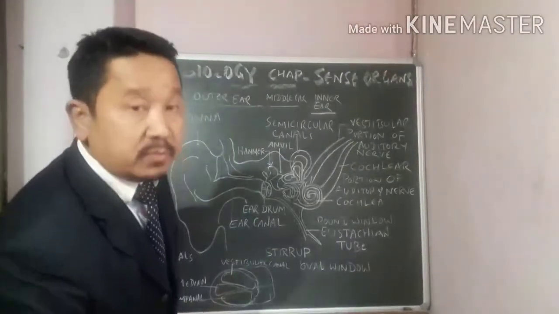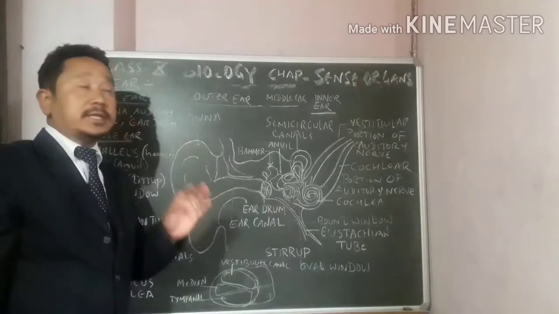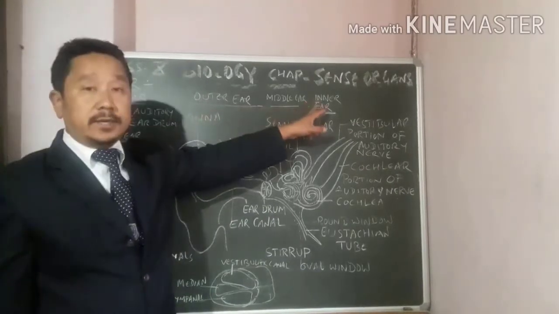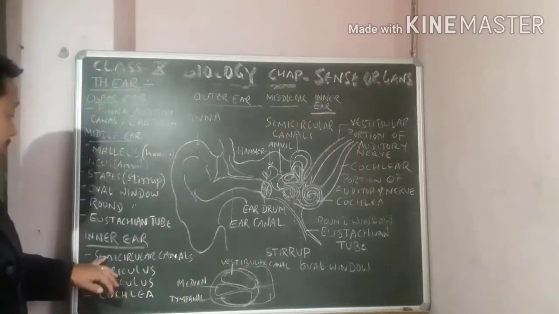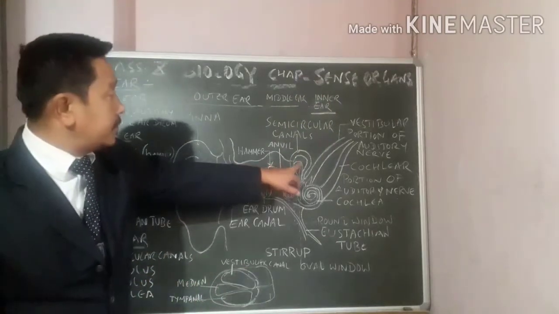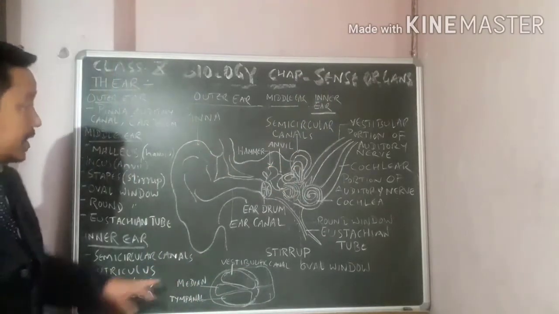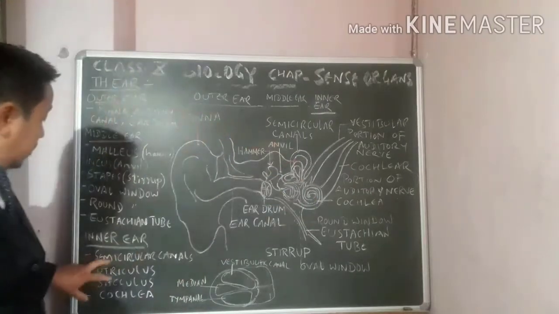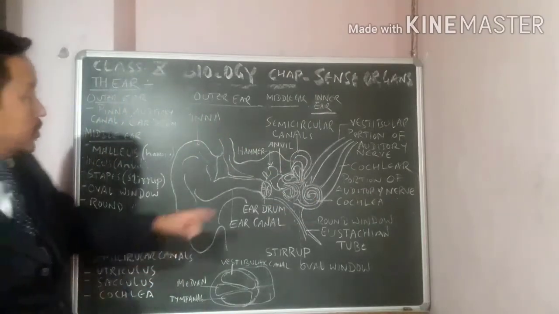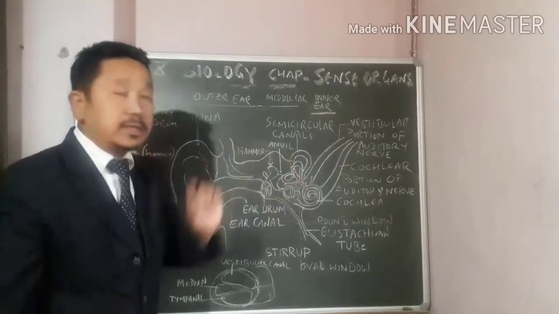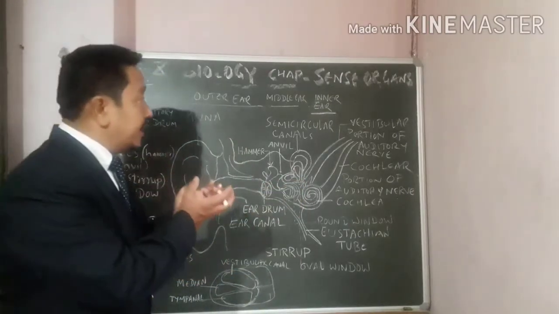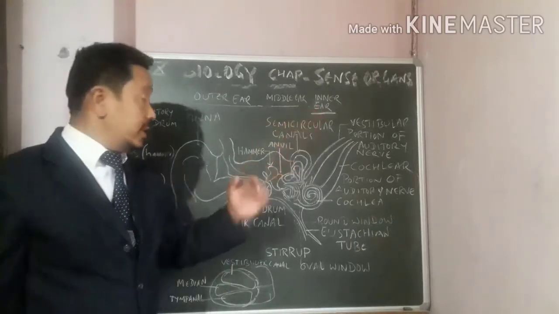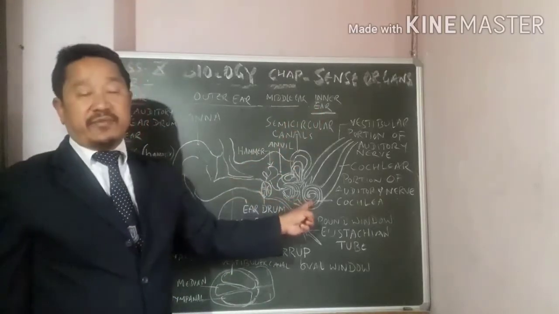So these four parts you find in the inner ear. This one, semicircular canals. Then you find the cochlea here. Then the other two parts, utriculus and sacculus, somewhere here. Okay, these four parts make your inner ear. Now let's talk about this cochlea first.